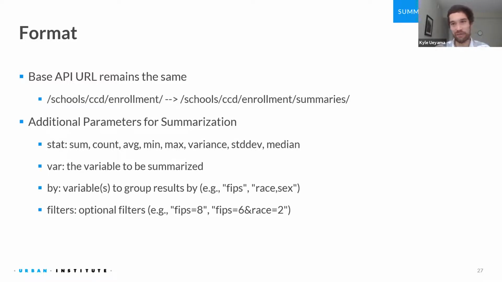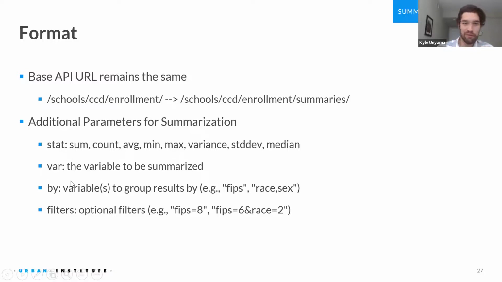So the first is going to be stat, and this is just the summary statistics that you want to return. And so the options that we currently support are sum, count, average, min, max, variance, standard deviation, and median. Var is the variable that you want to have summarized for you. Must be a numeric variable, obviously.